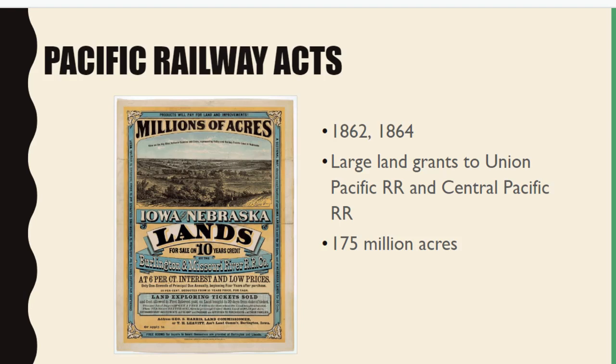So the first act we'll talk about is the Pacific Railway Act, in 1862 and 1864. Here, large land grants went to Union Pacific Railroad and Central Pacific Railroad, over 175 million acres. What this did is give us the opportunity to cross the land and create an infrastructure to move products back to the east where the population centers were, but also from the factories in the east to the new population centers that we were creating in the west.